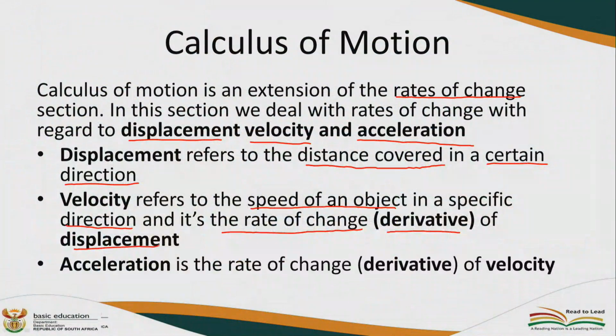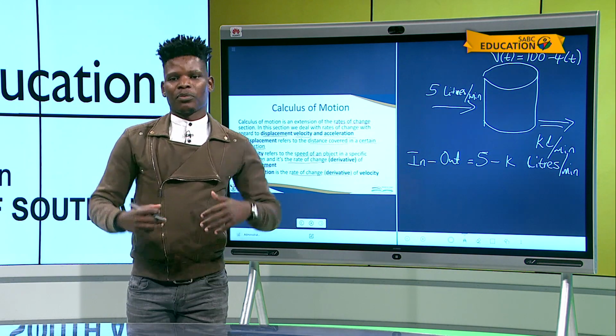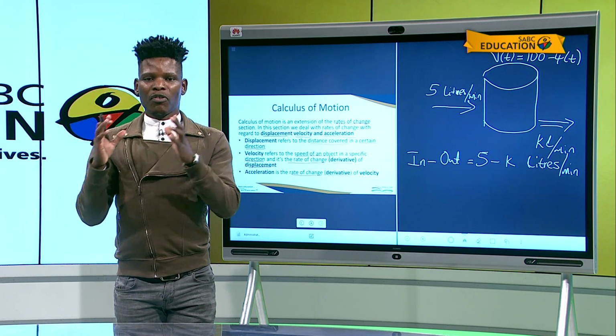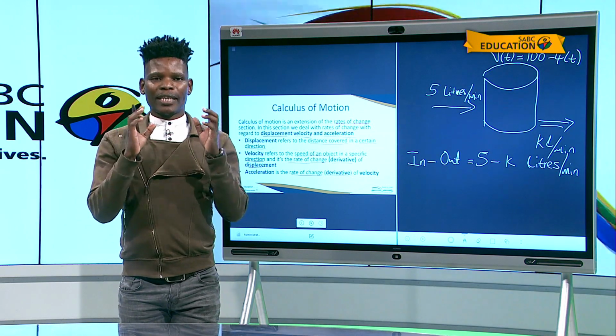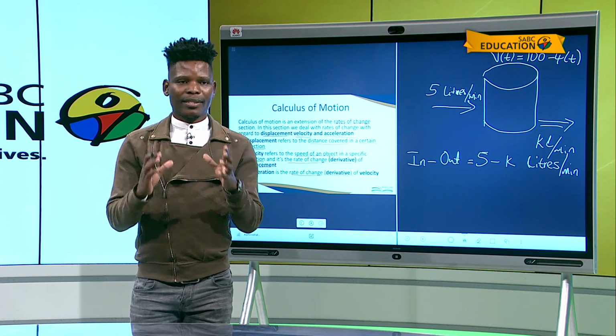All right, so we also look at acceleration. Acceleration is the rate of change of velocity, and we said rate of change is the derivative. So what that means is that acceleration is the derivative of velocity. Again, if we have an expression for velocity, you can find the derivative of that expression, and that will give you an expression for acceleration.